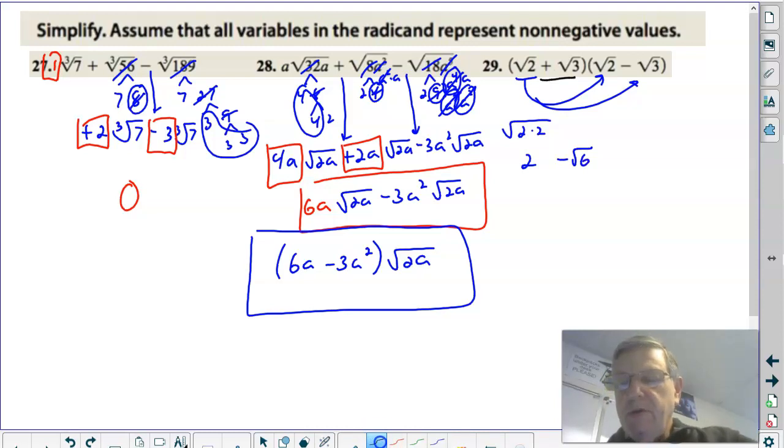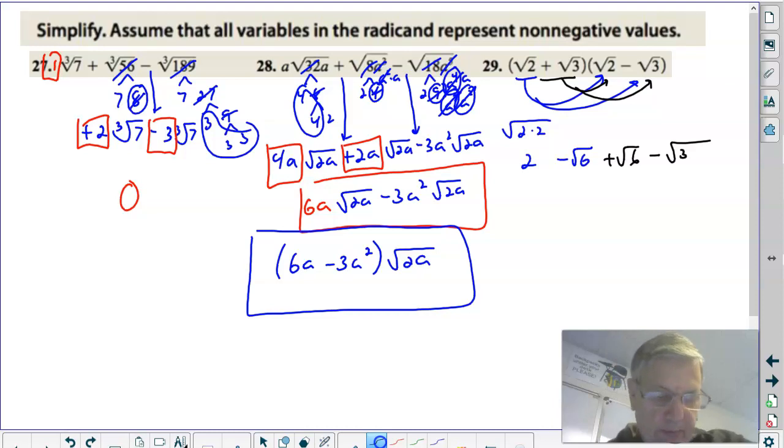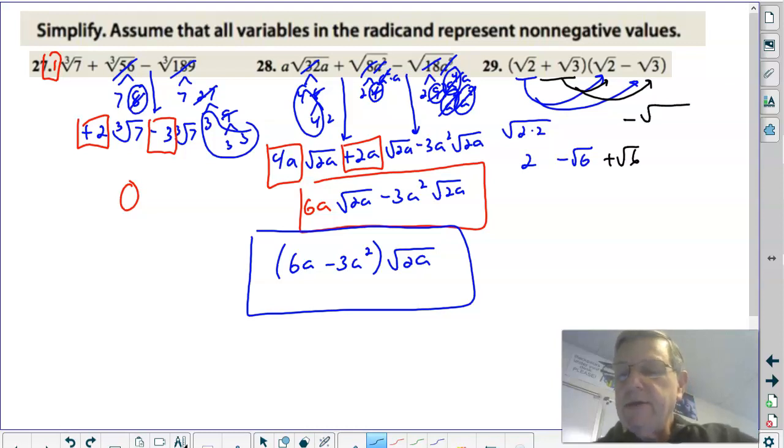Back distribution. Positive square root of 3 times positive square root of 2 is positive square root of 6. No simplifying. But in the back, positive times a negative is a negative, and you get the square root of, here I should be doing this up above. Do it up here. Positive times a negative is a negative, and you get the square root of 3 times 3. And what is the square root of 3 times 3? It's a 3. So here's where we're at.